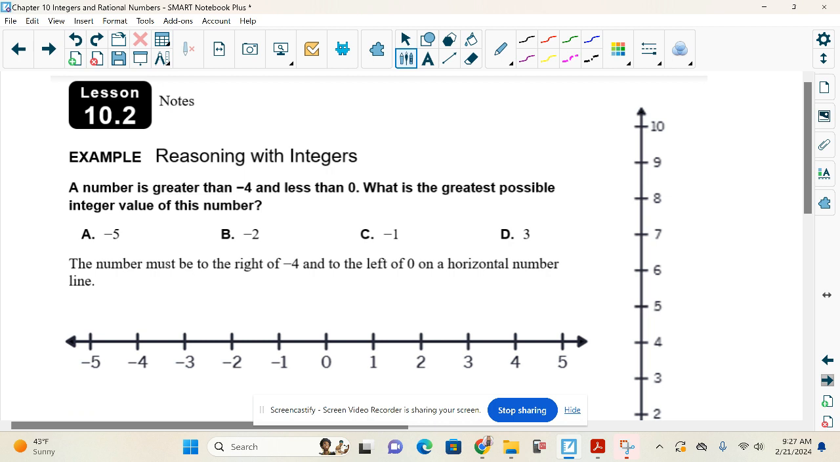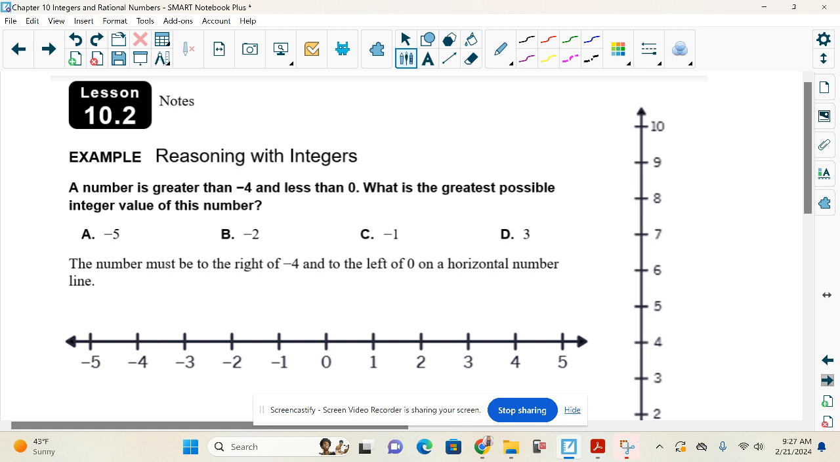The last thing they're going to have you do is reason through integers. They're going to give you a statement, and from that statement you're going to have to figure out sometimes the biggest possible number, the smallest possible number. It's kind of like those mystery numbers that y'all see sometimes, like, the sum of this number is 24, and so on. The example they give us here says a number is greater than -4, but less than 0. What is the greatest possible integer value of this number?